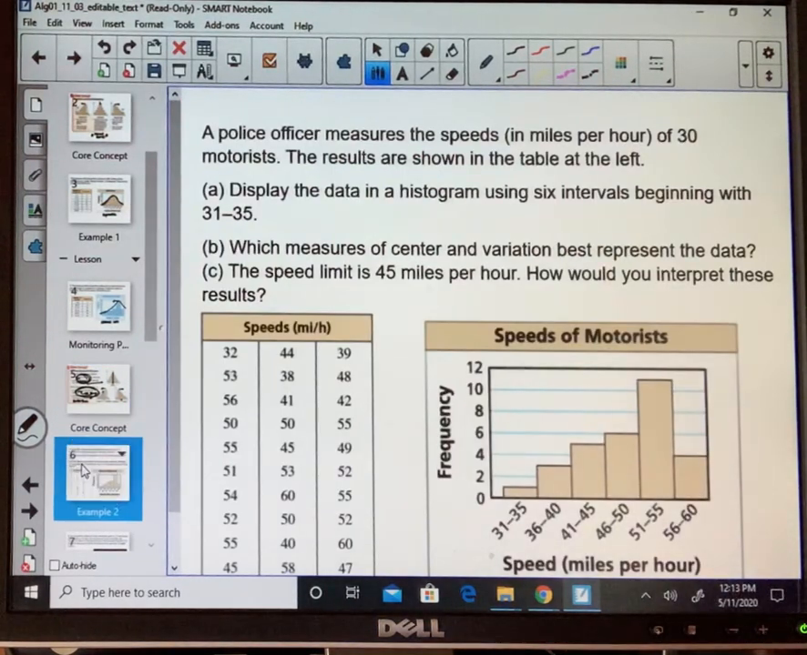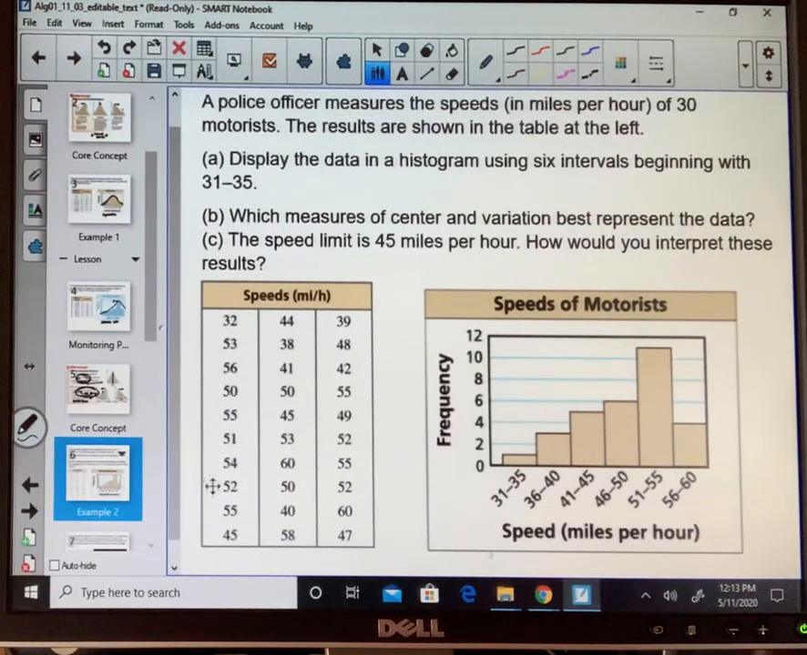All right, so a police officer measures the speed of 30 motorists and shows the results in this table. So here's his table. He tracked down all of the speeds. It said, describe the data in a histogram using 6 intervals beginning with 31 to 35. So what it's saying is I want to break these numbers up into 6 different sections, starting with 31 to 35. So that's 5 numbers, and I want to make sure that they're even. Each one of these has 5. So that's where they're getting those numbers from.